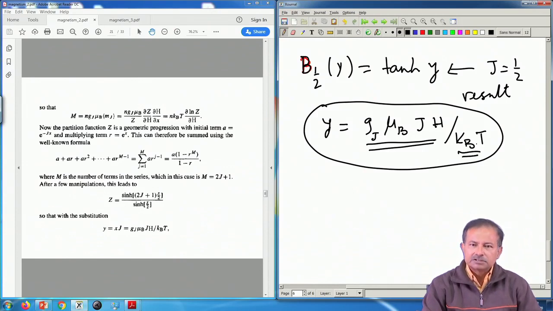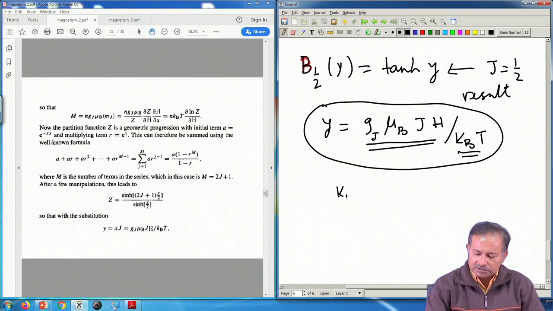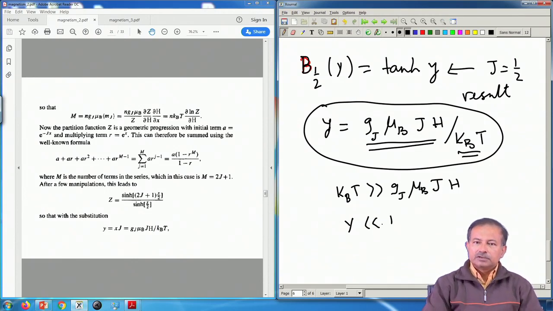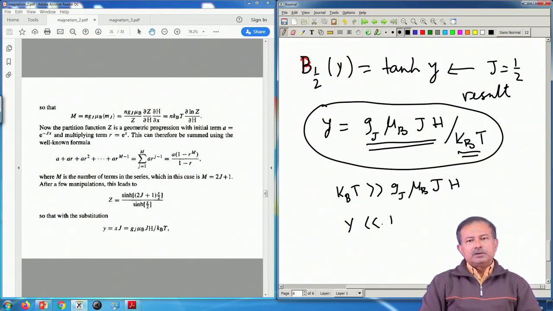k_BT is typically the room temperature, for example, or you can go down to liquid nitrogen temperature if you want to, which is 77 degrees Kelvin. But almost always, unless you are at very low temperatures, it is less than a degree or a few degrees, so this is much greater than g_J mu_B J H, which implies that y is much less than 1. It is a very good approximation to find out the value of this.